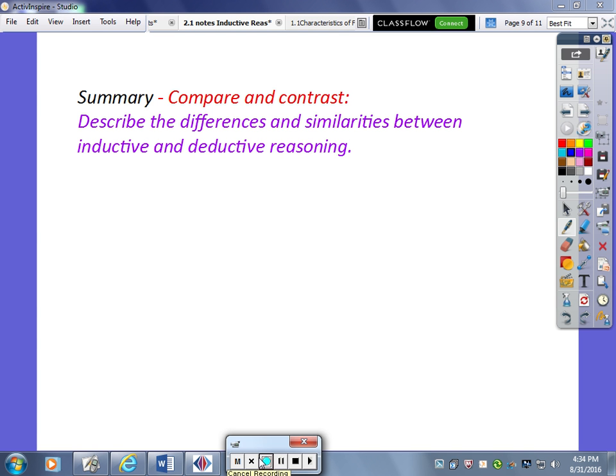All right, this concludes today's lesson on inductive reasoning. As a summary to conclude your notes, please compare and contrast. Write the differences and the similarities between the 2 concepts we discussed, the concept of inductive reasoning and deductive reasoning.